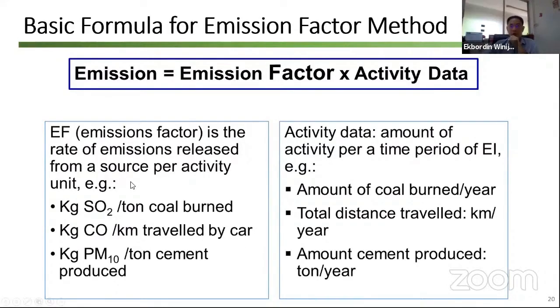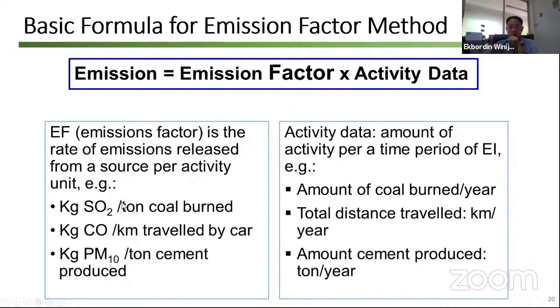So the basic formula of the emission inventory is emission factor multiplied by activity data. The emission factor is the rate of emission released from the source per activity unit. It can be any unit, for example, kilogram of sulfur dioxide per ton of coal burned. And the activity data is the amount of activity per time period of the emission inventory, which corresponds to the emission factor that we use.